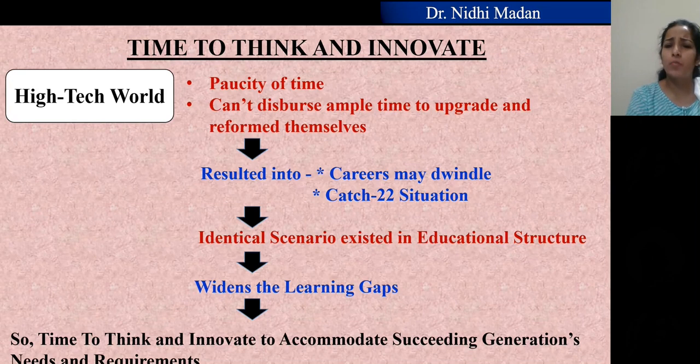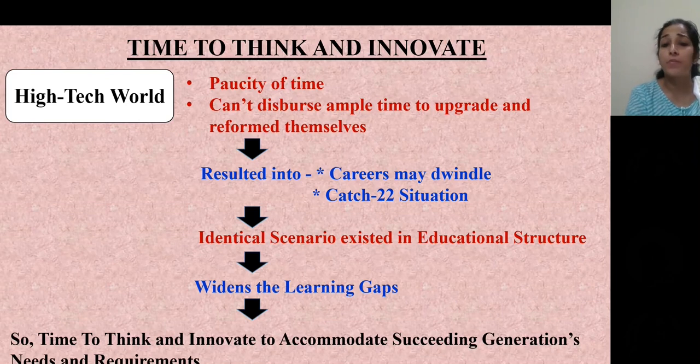We are living in the high-tech world where there is a shortage of time. We don't have that much time to devote only to studies. But as we grow, we have to grow our career also. So we need updated knowledge, we need innovative knowledge, so we have to reform ourselves from time to time. Because if we don't do that, our careers will be in a dilemma, in a catch-22 situation, and the same thing exists in the education structure. We have a shortage of time, we have to upgrade ourselves, we have to follow new innovative pedagogies to teach these students and to fill the learning gap. So we have to think out of the box, innovate something new and interesting so that we can cater to the needs of the consumer, the students. So we are thinking about a new concept, and that new concept is nano learning.